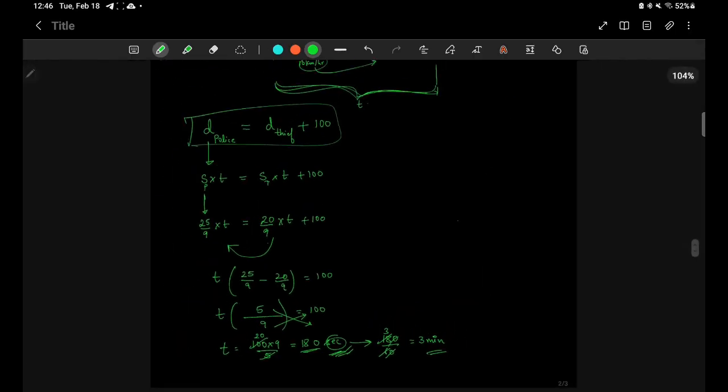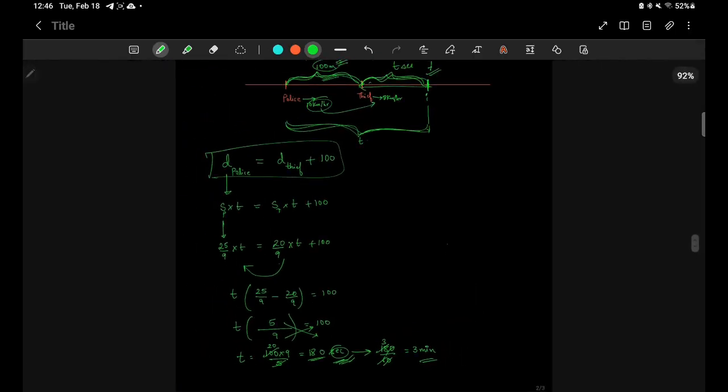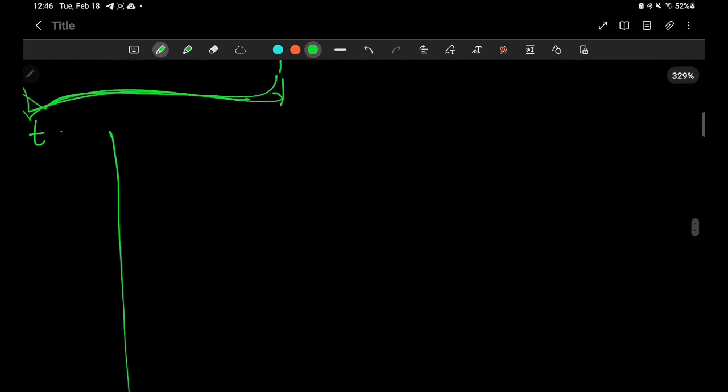So this is the conceptual method to solve this. But in exam, we should not do it like this because it's very time consuming, right? For solving time, we have another method. I'll tell you that concept first. It's called relative speed.